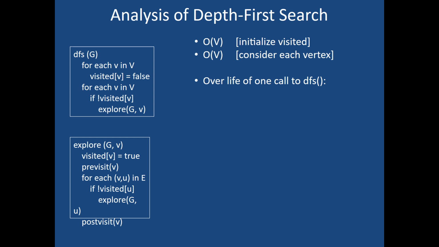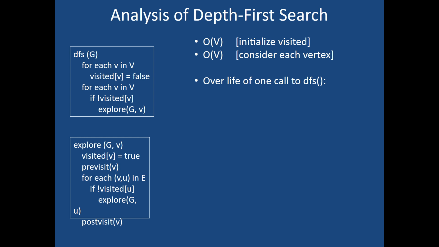Okay, now, so we've got the cost of the first loop and the cost of the second loop exclusive of the call to Explore. Now, over the life of this entire thing, you call DFS and it calls Explore some number of times, and Explore calls Explore recursively some number of times. How many times over the entire life of one call to DFS is Explore called? V times. So how do you know that? How do we know it's called V times?